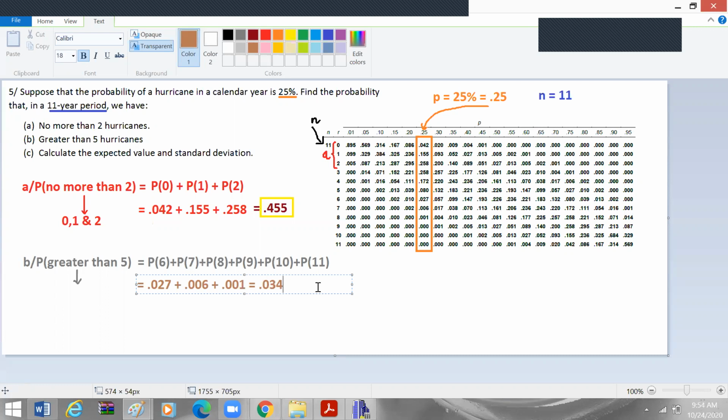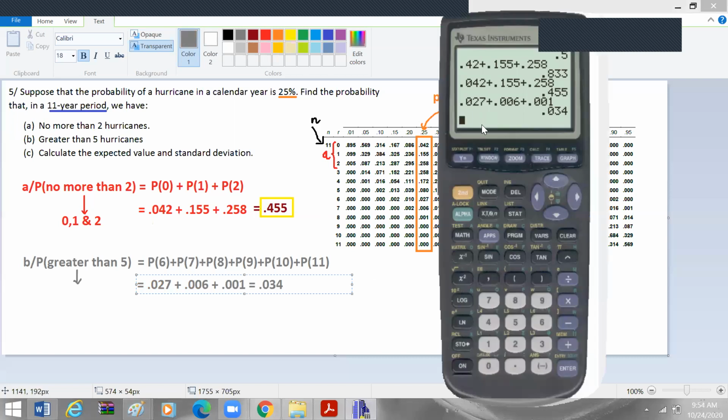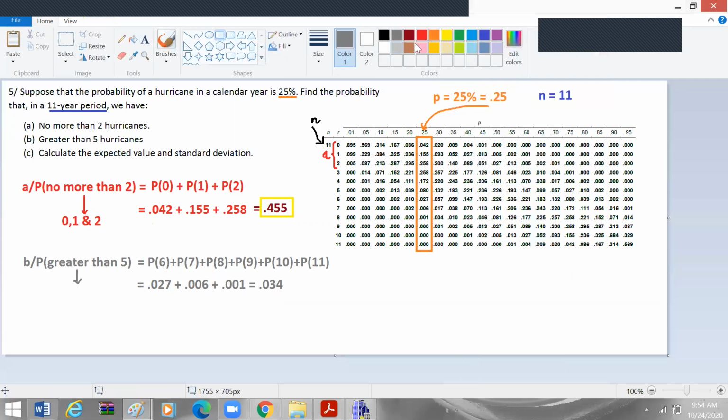Are we good? Okay. Are we good for that? Let me just double check if I made any mistakes. I'm so scared of missing any 0 for that, because we're going to get the entire problem wrong. So it's really important that we have the decimal in front of a 0, as I said earlier. So you get the answer, which is 0.034. Are we good?